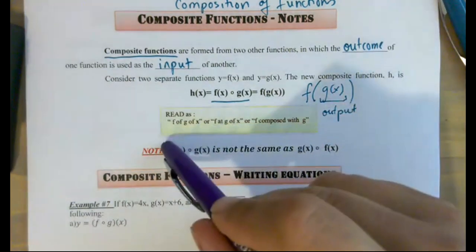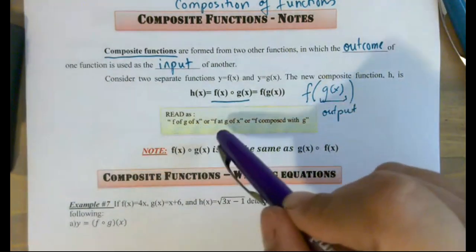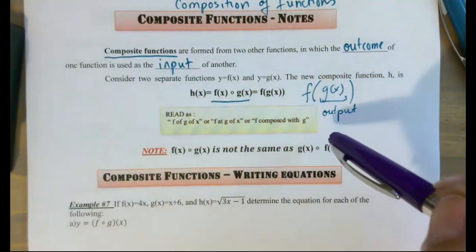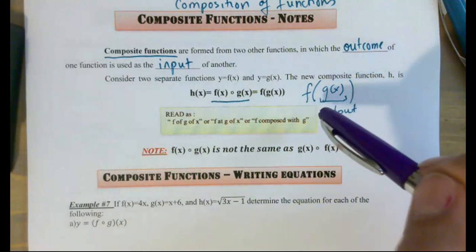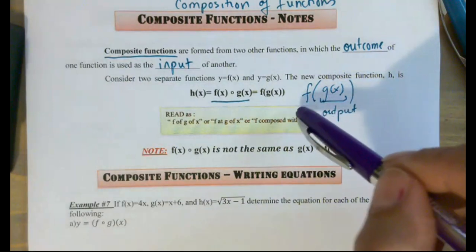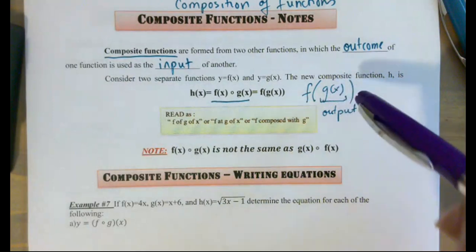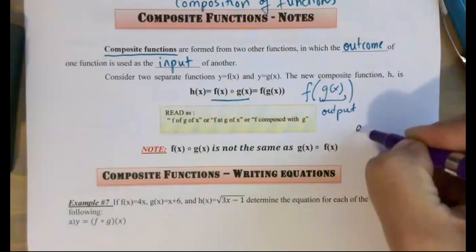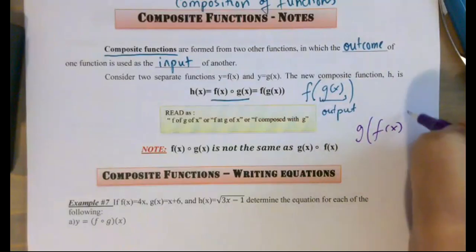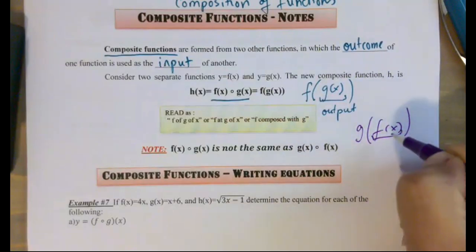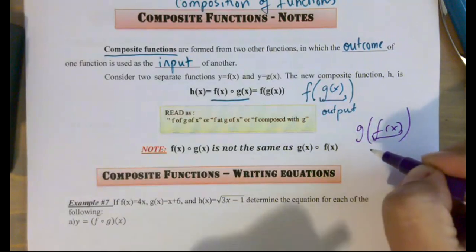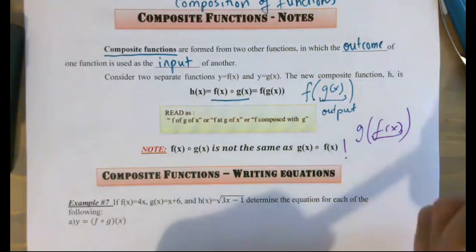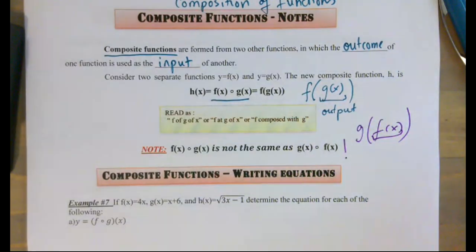The way we read it is f of g of x, or f at g of x, or f composed with g. Now order matters for these ones too. So if I say f of g of x, the output of g is going to become the input of f. If I say g of f of x, then the output of f becomes the input of g. So very, very important to note that they are not the same. So order will matter.